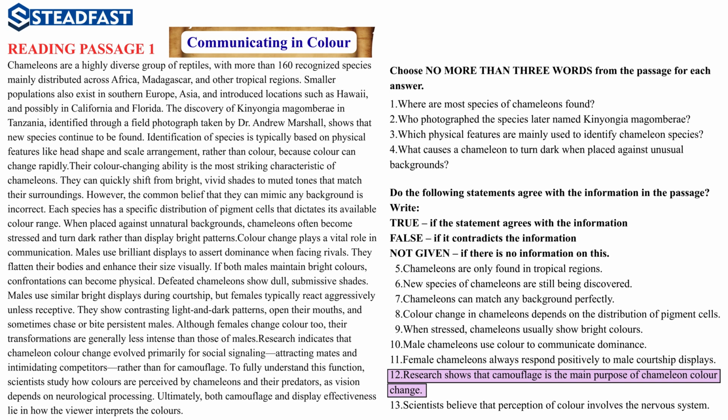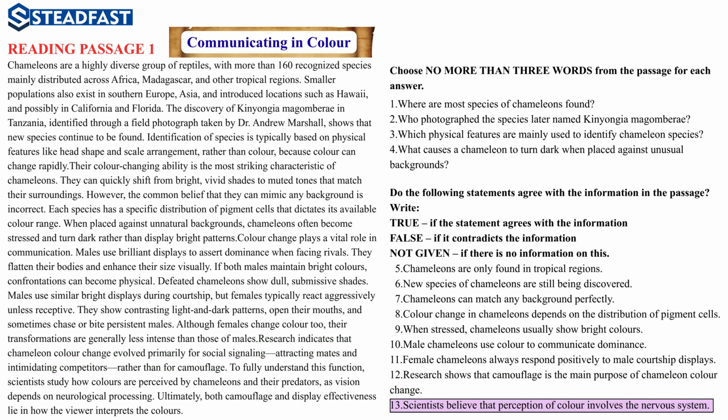Research shows that camouflage is the main purpose of chameleon color change. In the last paragraph, the text says research indicates color change evolved mainly for social signaling, attracting mates, intimidating competitors rather than for camouflage. That means the statement that camouflage is the main purpose is directly contradicted. So the statement here is false. And the next question 13. Scientists believe the production of colors involves the nervous system.